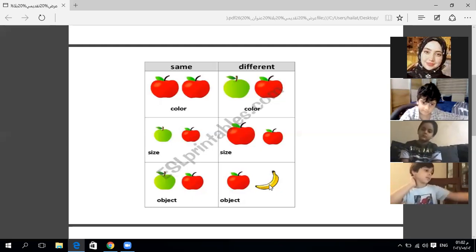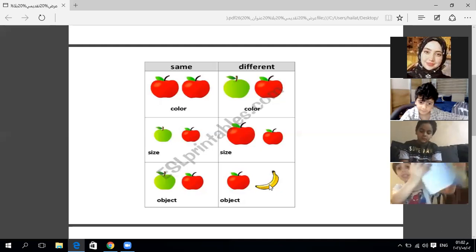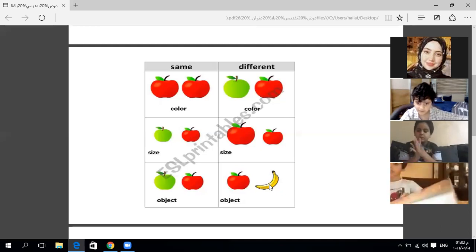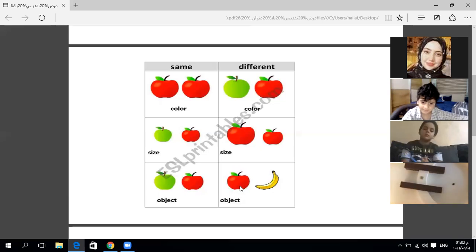Different objects. This is a banana and this is an apple. So they are different, okay? Just like the book, your book and my book, they have the same object. And your book and my pencil, they are different objects, okay?